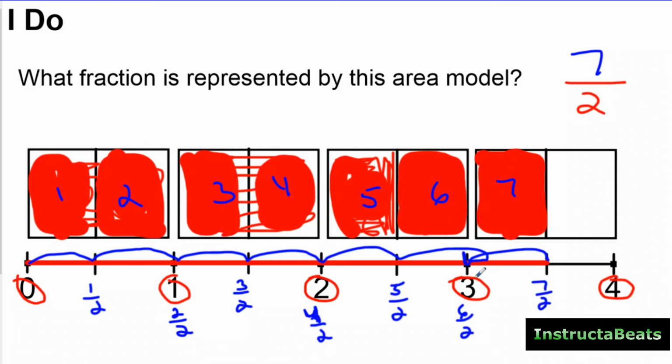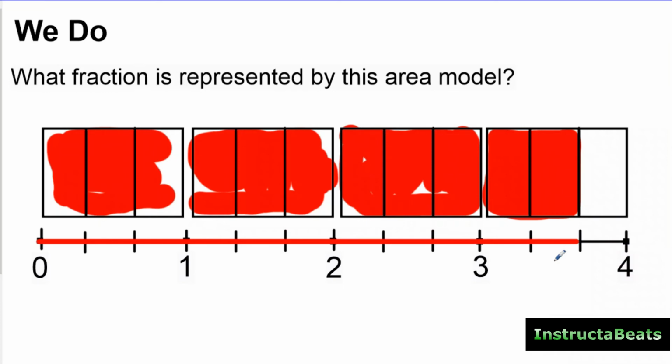So figuring out your denominator first, then going back and looking at your numerator. All right, so our we do problem: what fraction is represented by this area model? So again, I only want to look, let me get my highlighter, at one whole right here, okay? So whether it's an area model or the number line, I only want to look at one whole. What helps me do that is by circling my whole numbers on the number line.